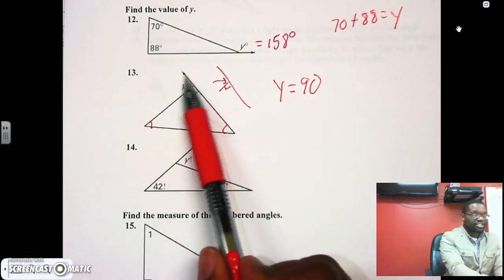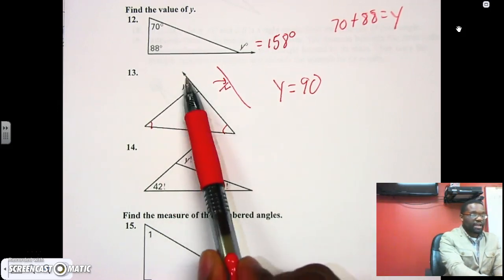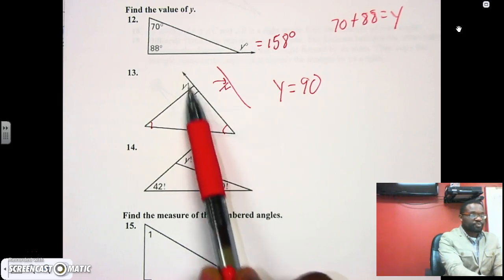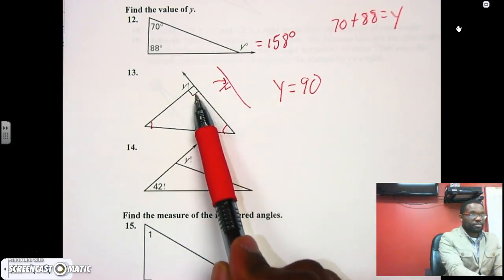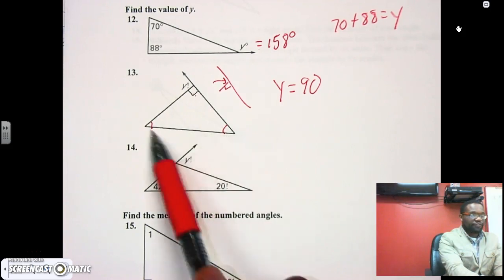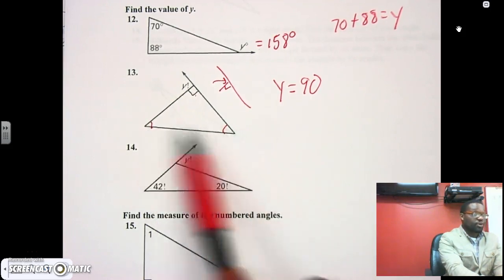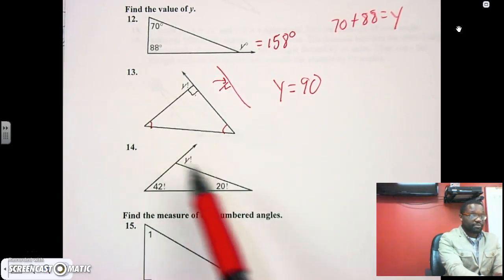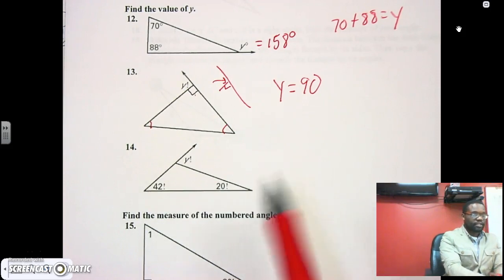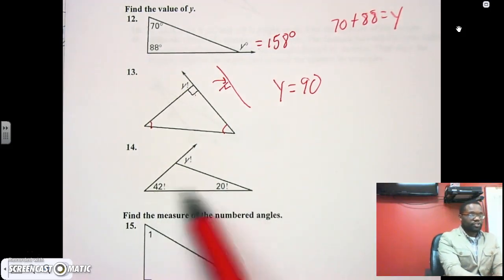So say you didn't catch that was a supplementary angle right there, or a straight angle, then you could say, I know that this one being 90, those two have to add up to be 90, even though I don't know what they are. Hopefully you understand what I'm saying. If not, ask me.